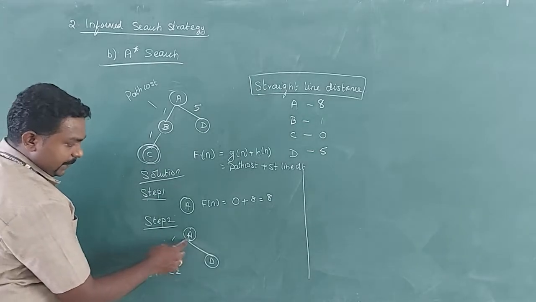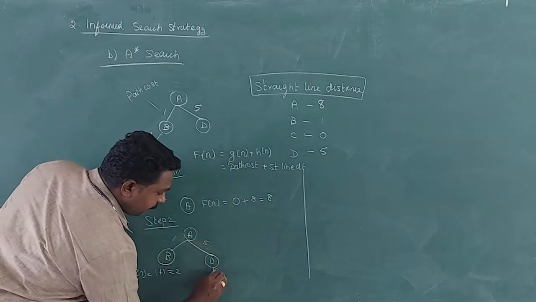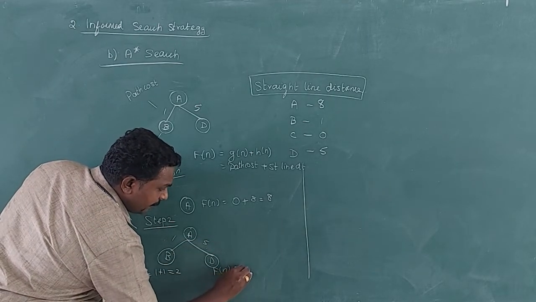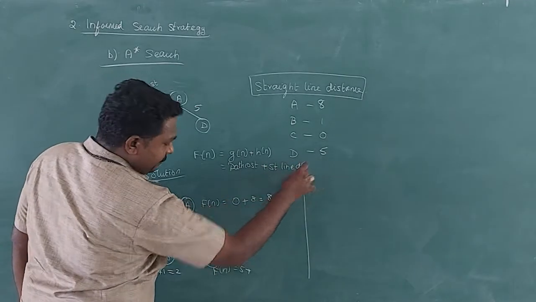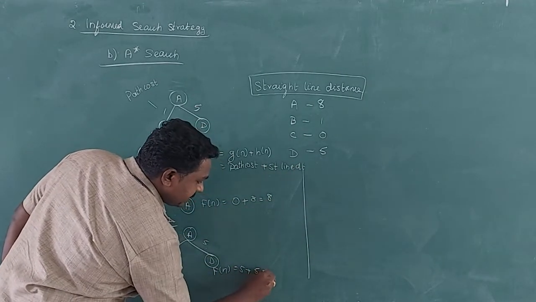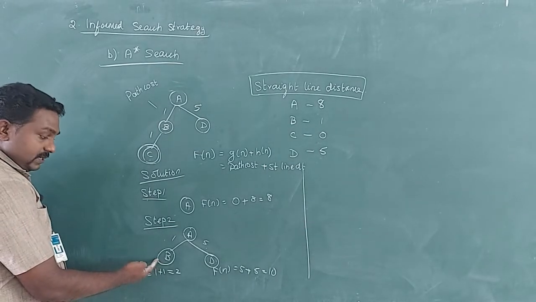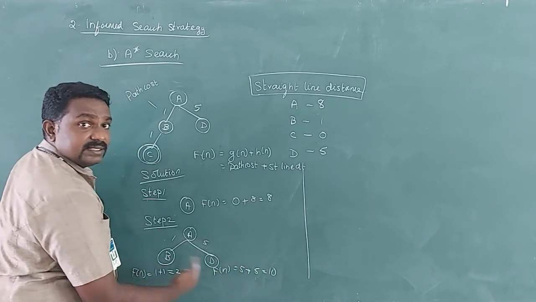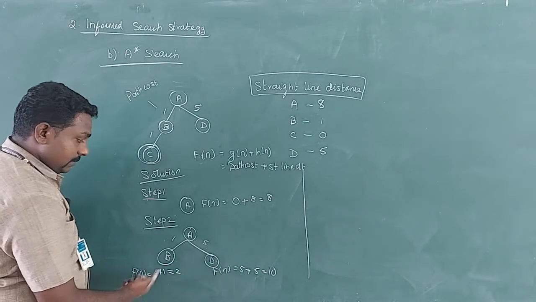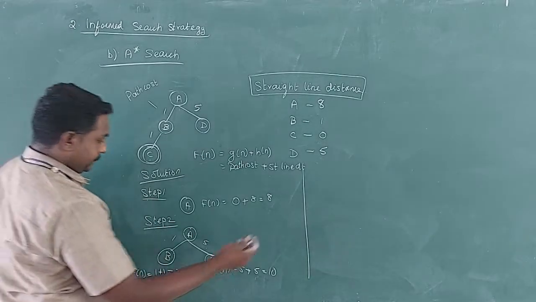Okay. So what is the path cost from A to D? A to D is 5. So f of n is equal to 5 plus path cost value plus straight line distance value 5. So it is 10. So the function value for B is 2. The function value for D is 10. Which is lesser? Which child is lesser? B is lesser. So I am going to traverse B.